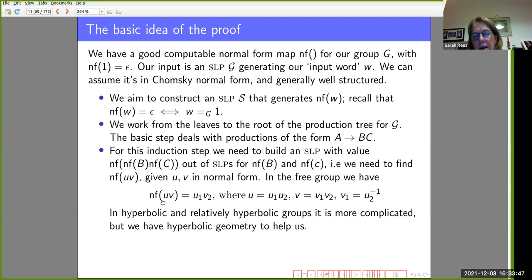But in hyperbolic and relatively hyperbolic groups, it's not quite as simple as that. But at least you have negative curvature going on, and you use that to help you deal with this concatenation stuff. Does that make any sense? Maybe.